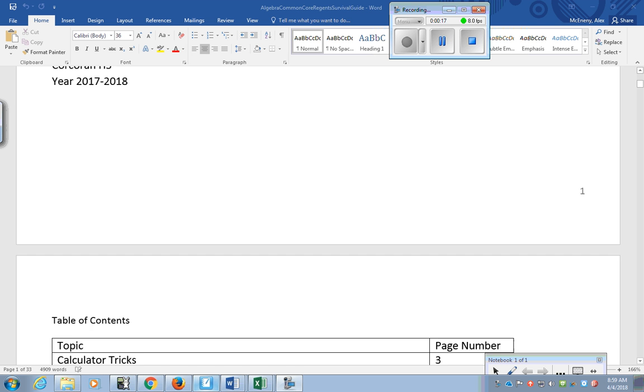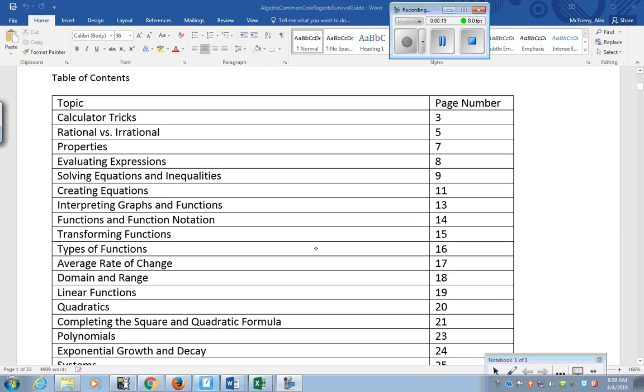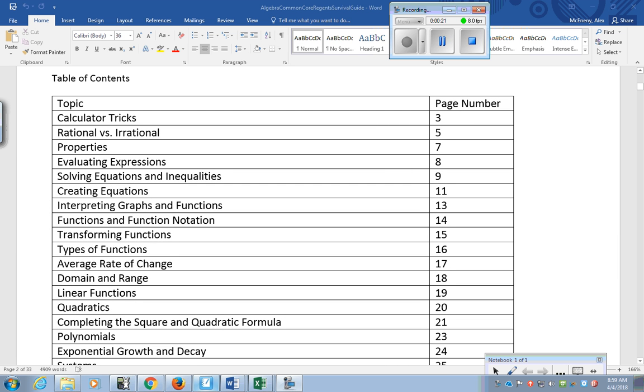And there's going to be several parts of this, but on the first part, we're going to focus on the calculator tricks up to solving equations and inequalities. So we'll go through those first 5 sections together and talk about what you need to do to complete it and how to get ready for the test.